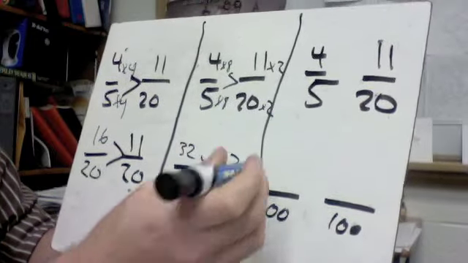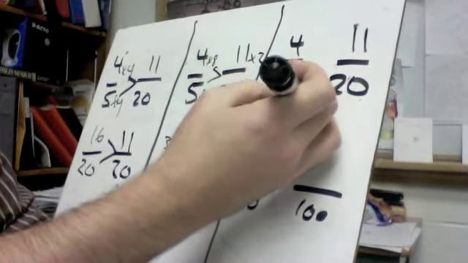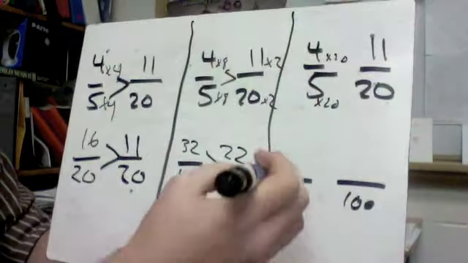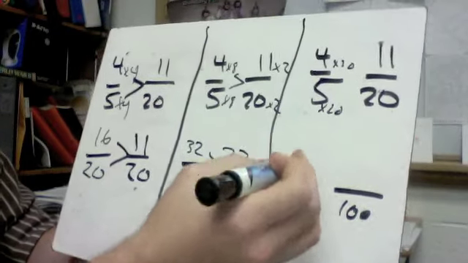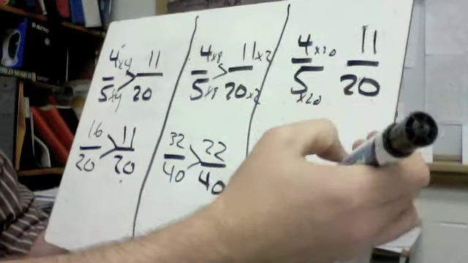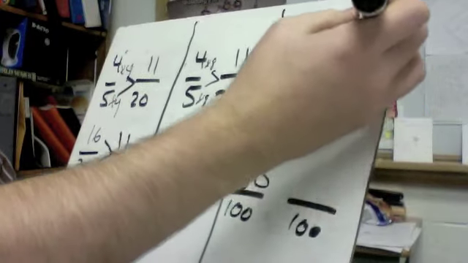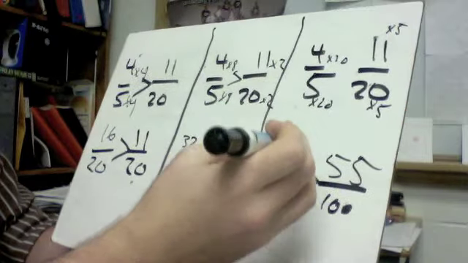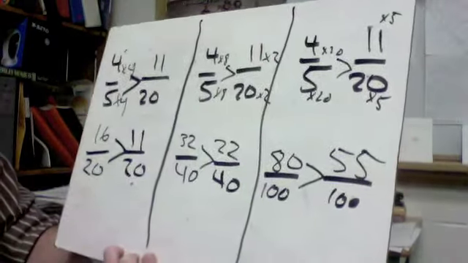And then if we change it to 100, I know that 5 times 20 is 100. So I'm going to times the top by 20. So that's going to be 4 times 20 is 80. 20 to get to 100 is times 5. So 11 times 5 is 55. And then again, bigger, bigger.